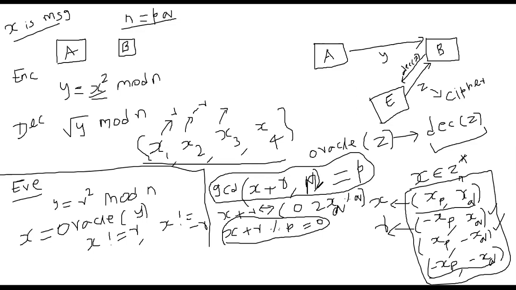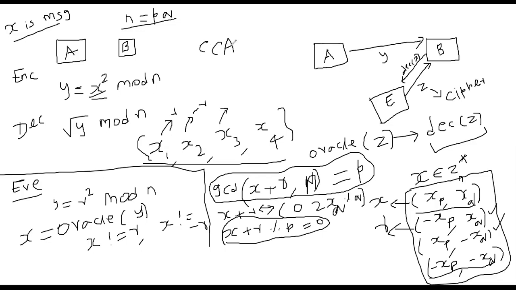Okay, so x plus r shares some factors with p. It could be 2p, 3p, who knows, some multiples of p. Therefore, by definition of GCD, if you take GCD of x plus r with the n, you will get p. And that's all. This is the basic idea of how we can perform chosen ciphertext attack. In cryptography, we call it CCA, chosen ciphertext attack.